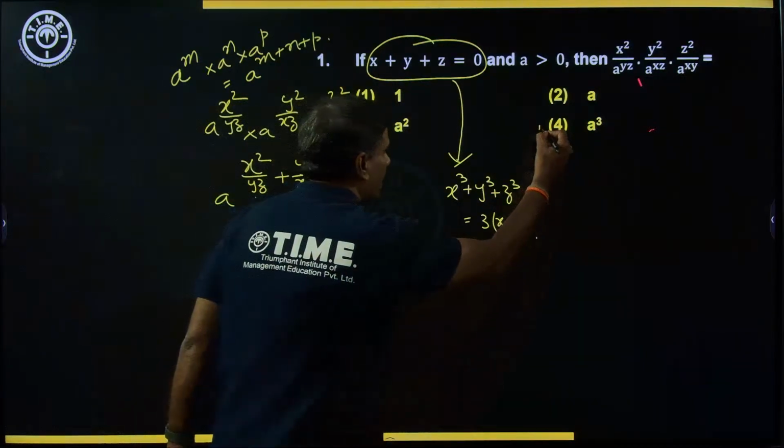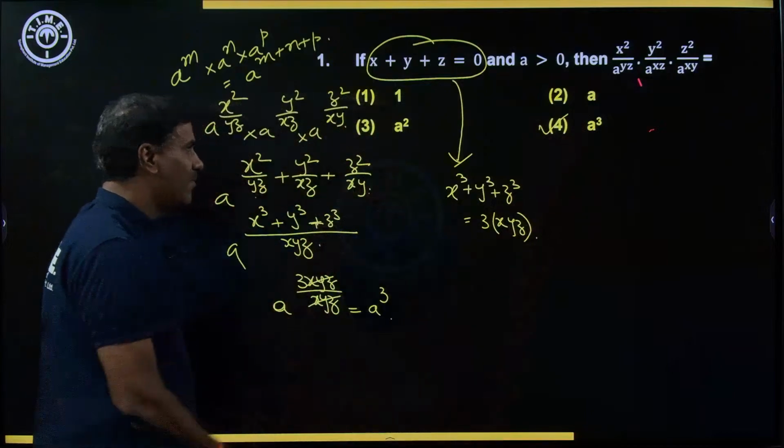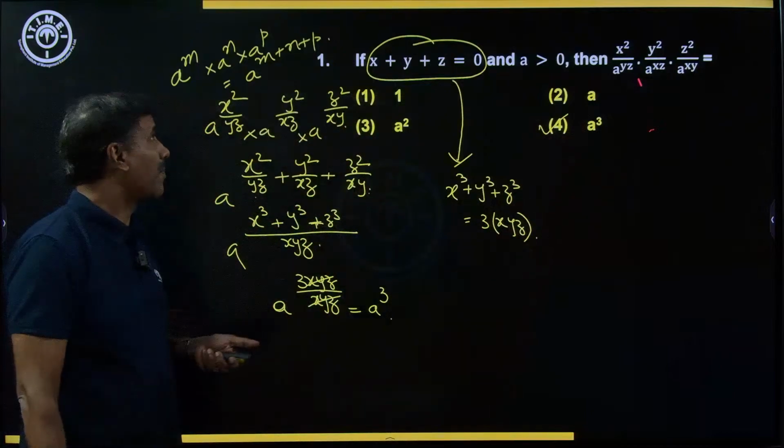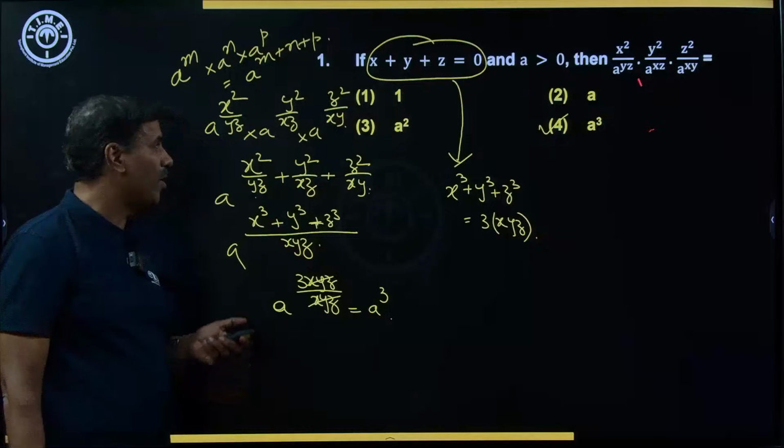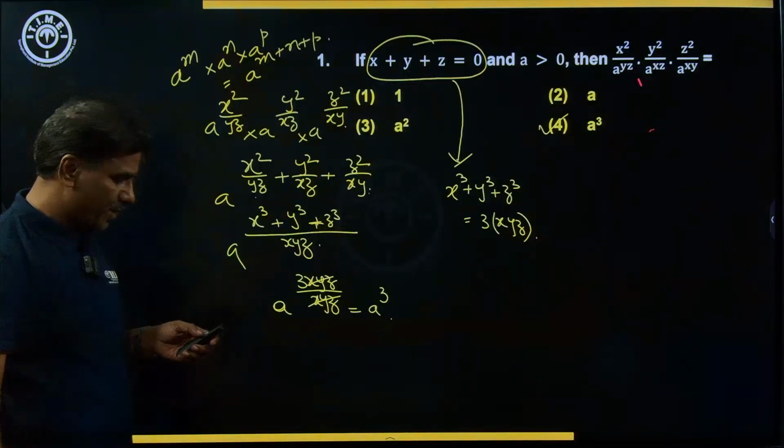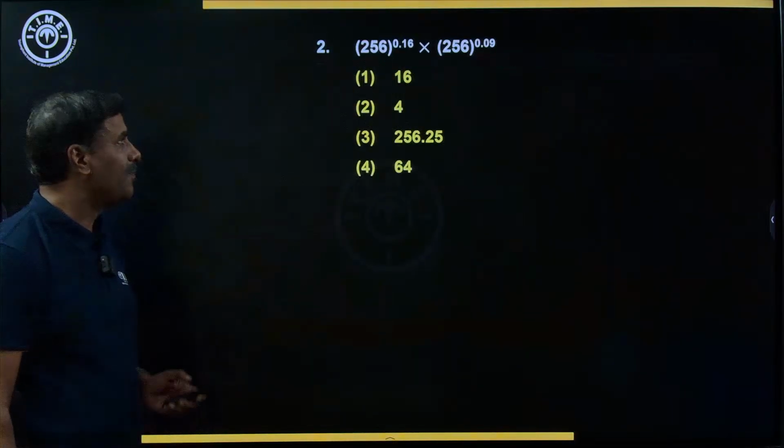The easy way that we can answer the question is to definitely go for using that property, a power m into a power n into a power p. We can easily answer the question. So let's look at the next question given here.